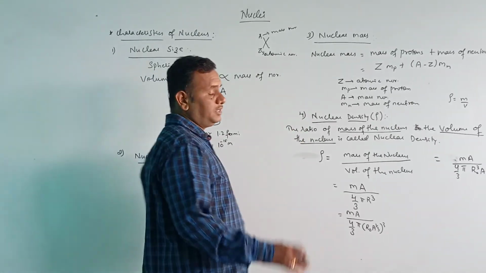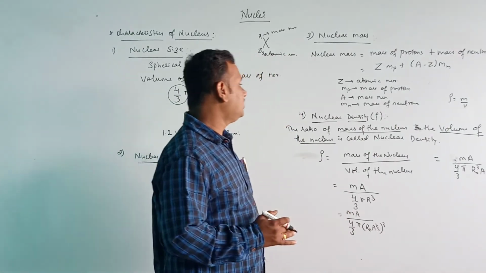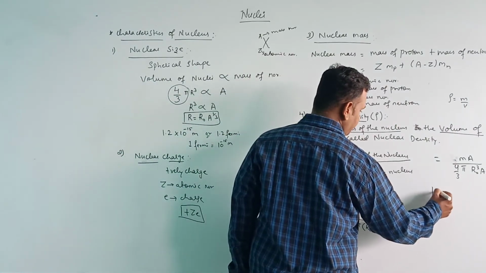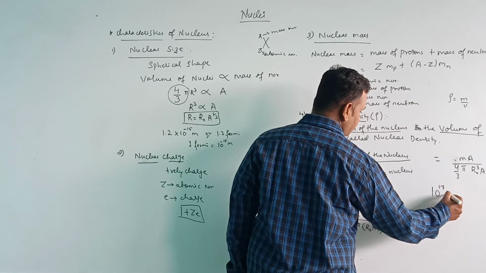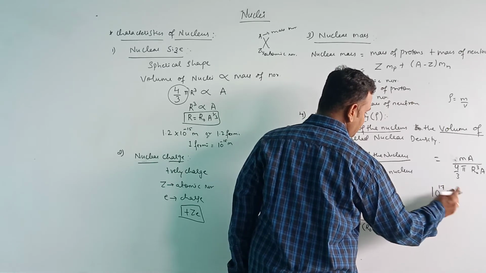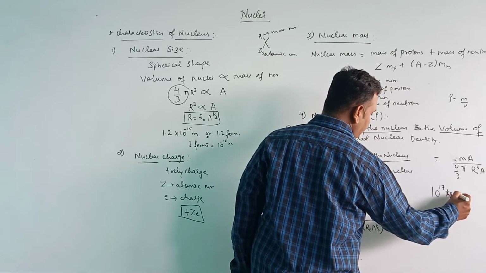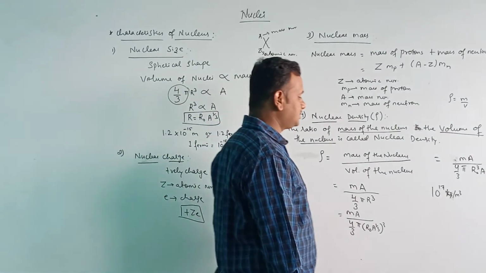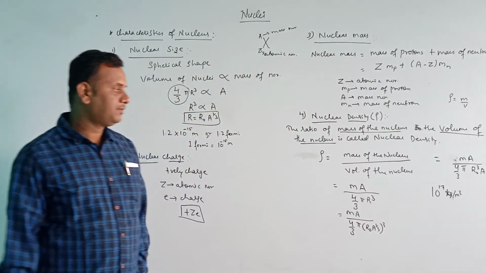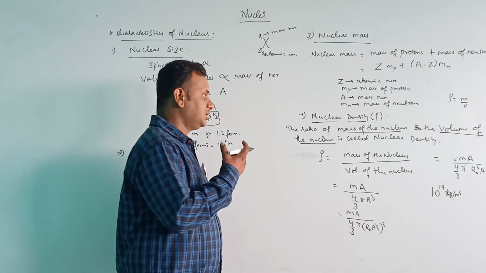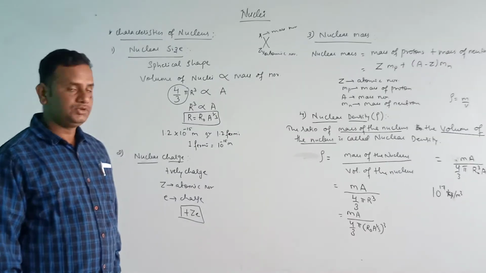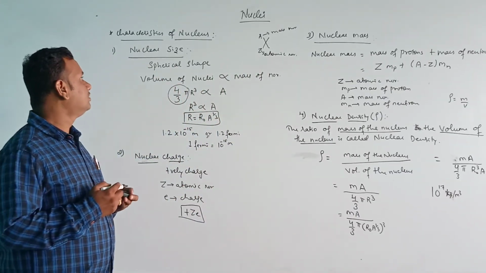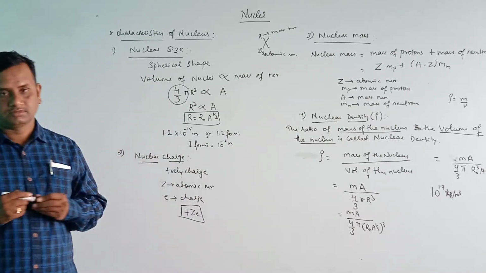Now it is found that the nuclear density is of the order of 10 to the power of 17 kg per cubic meter. So this is the density of nuclei. This is all about the characteristics of the nucleus, so just note this.